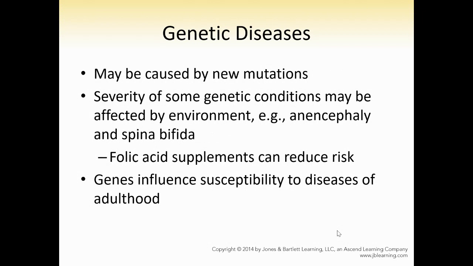When we look at genetic diseases, it may be caused by some sort of new mutation. And some of the severity of some of the genetic conditions may be impacted by the environment. So for example, folic acid supplements can reduce the risk of certain genetic diseases. Genes influence susceptibility to other diseases of adulthood as well.